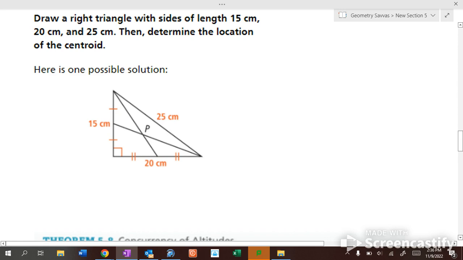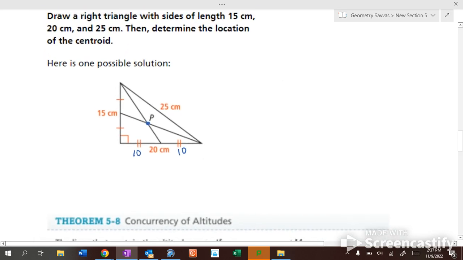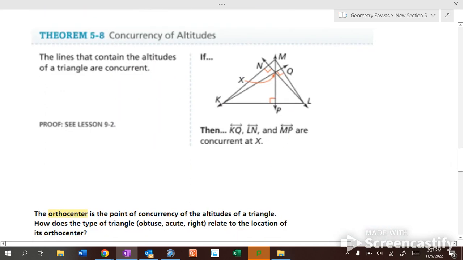This side is 15. This side is 20. Determine the location of the centroid. Okay? Well, if this is 10, and this is 10, and if it's a right triangle, if this is 10 and this is 15, then we can find it. Okay? I'm not going to worry about that too much.